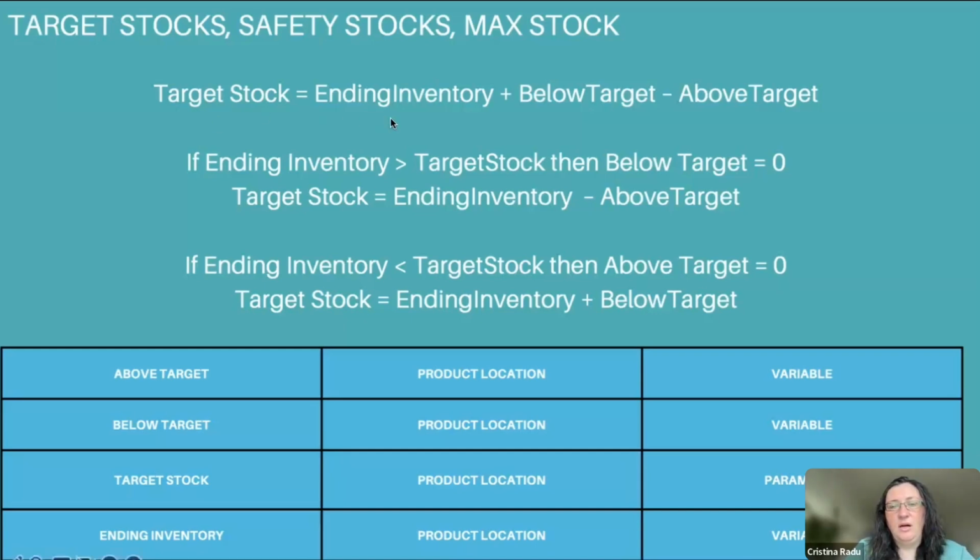So this would be a hard constraint. If we just write that the ending inventory, which is a variable, has to be equal to the target stock, we know that's not possible all the time. So that's why here we use two slack variables. One below target, a variable which keeps track of how much you go below target, and one for how much you go above target.